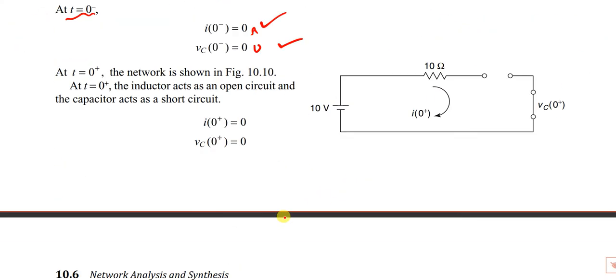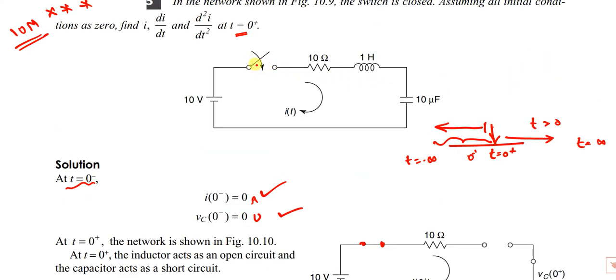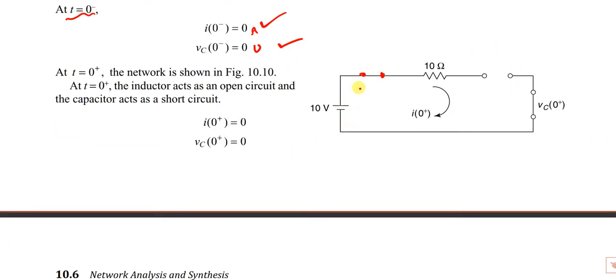Next, just at t equal to 0 plus, the switch is closed. Please see here, the switch is closed at t equal to 0. That means the physical switch is now closed. Resistance remains resistance only, no change in the resistance, but capacitors and inductors behave differently.